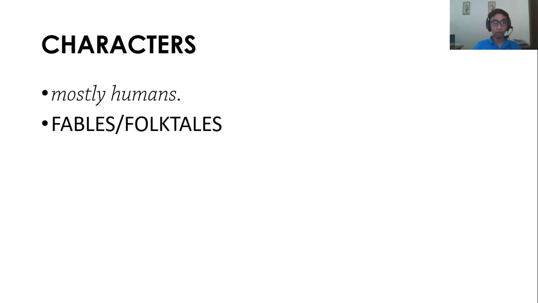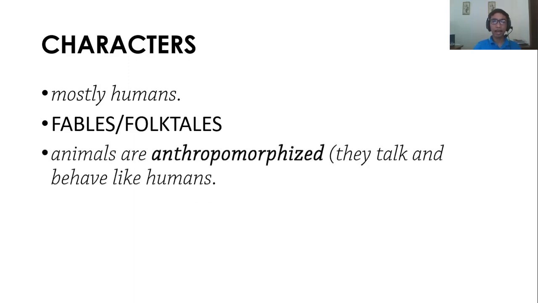Another one, in fables or folk tales, the characters mainly are animals. They are anthropomorphized. Anthropomorphized means they talk and behave like humans. Like locally, we have the tortoise and the turtle, or ang matsing at ang pago. This is classified as a fable. The characters there were anthropomorphized because they talk and behave like humans.